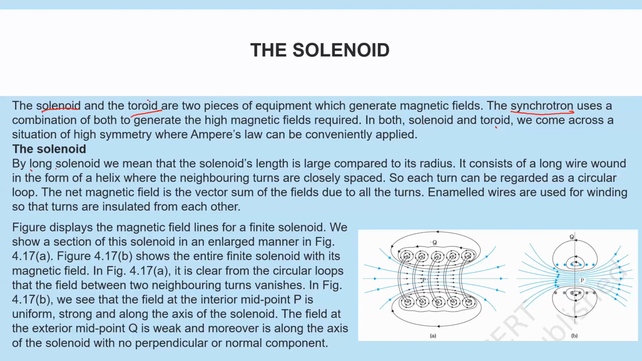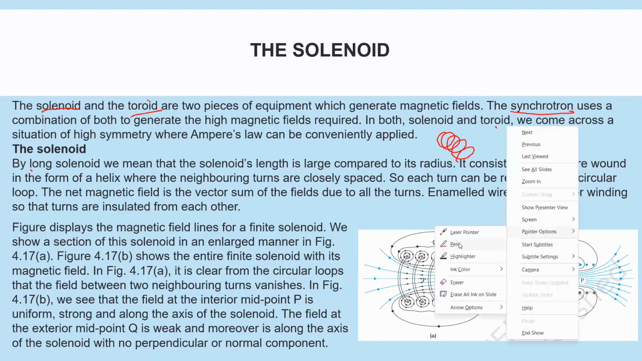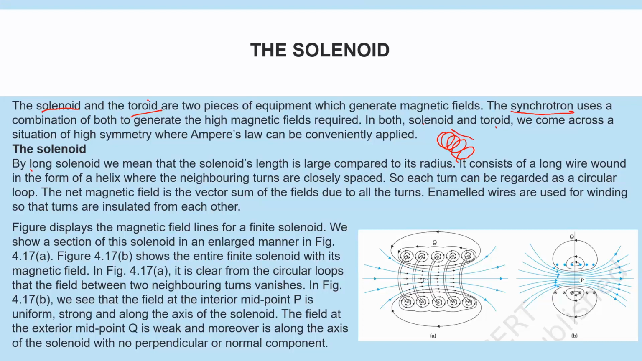If we are considering a long solenoid, what does that mean? The solenoid's length is larger compared to its radius. And what does it consist of? It consists of a long wire which is wound in a helix form. We had learned about what a helix is. So it's in a helical form, and the neighboring turns are closely spaced. These turns that we see over here are very closely spaced.